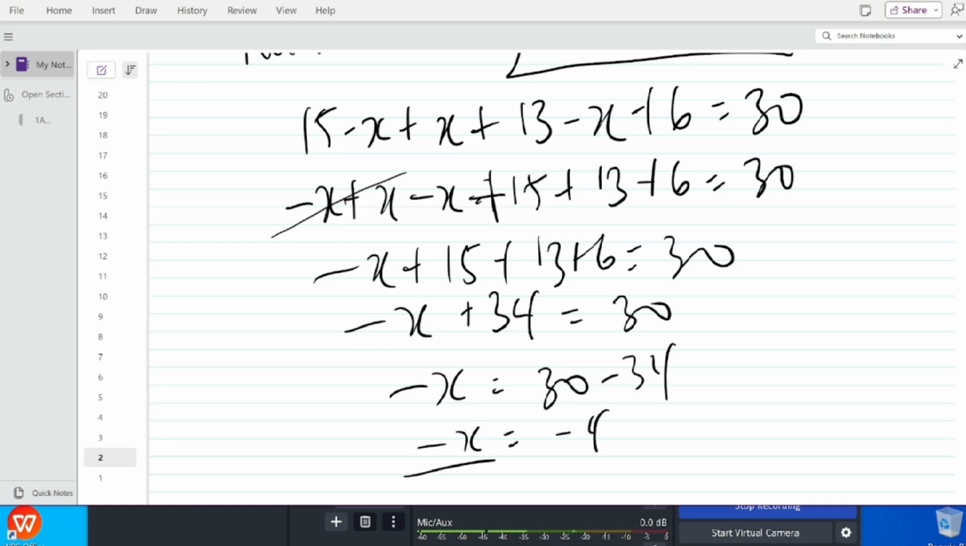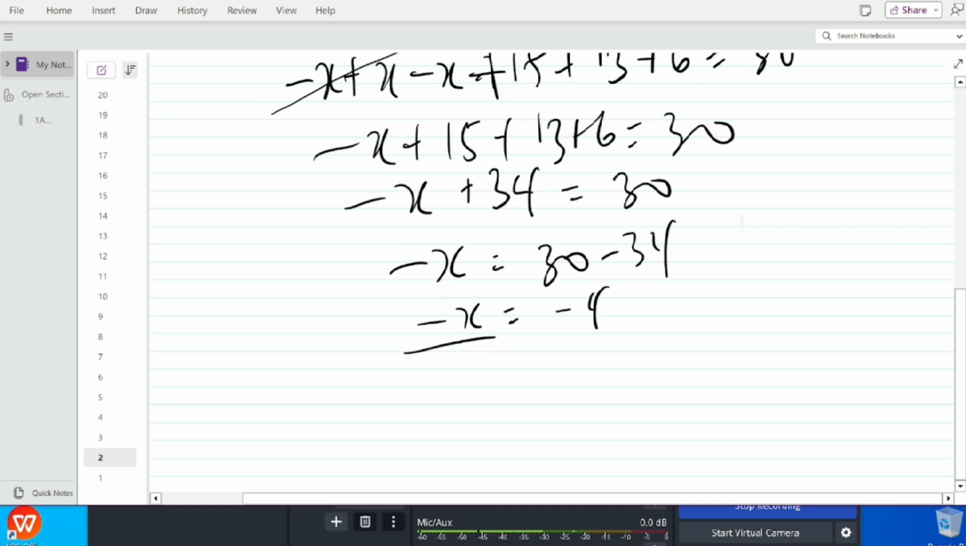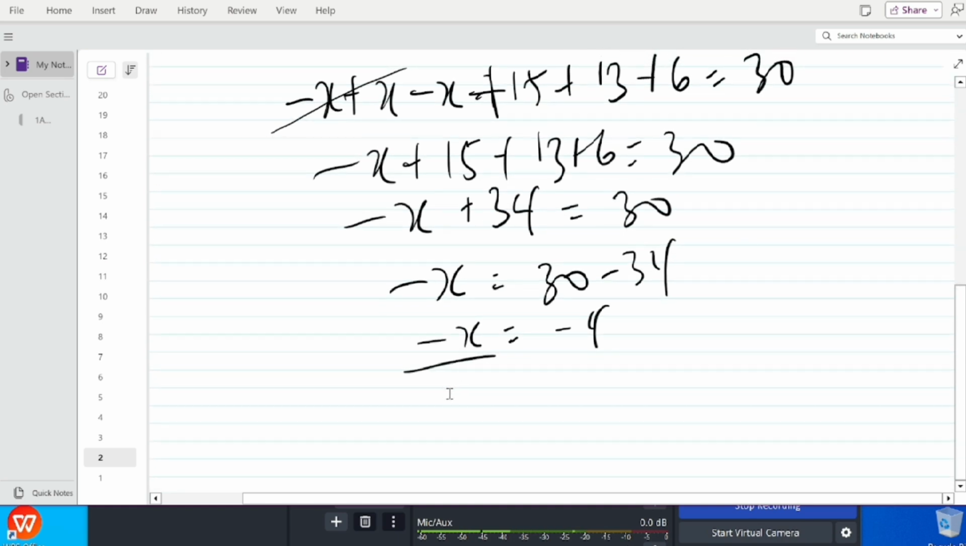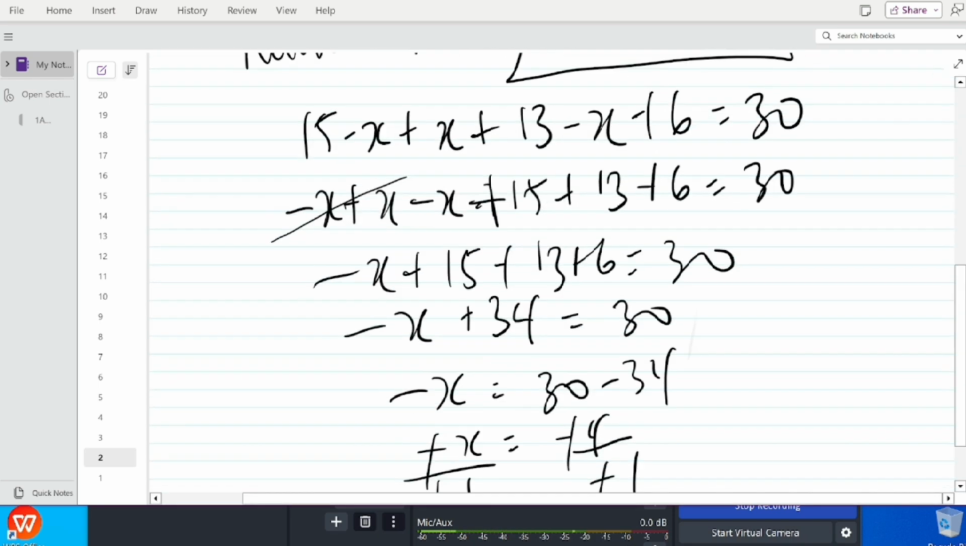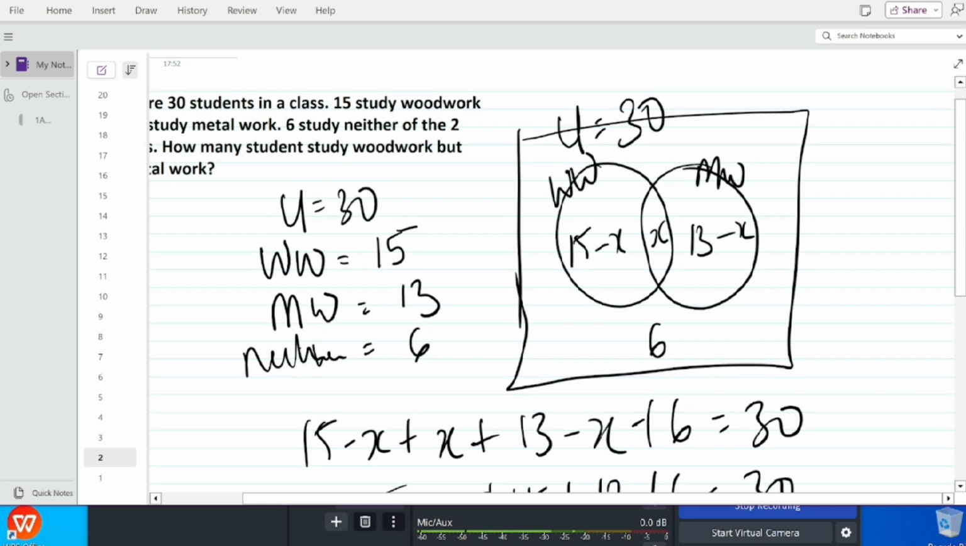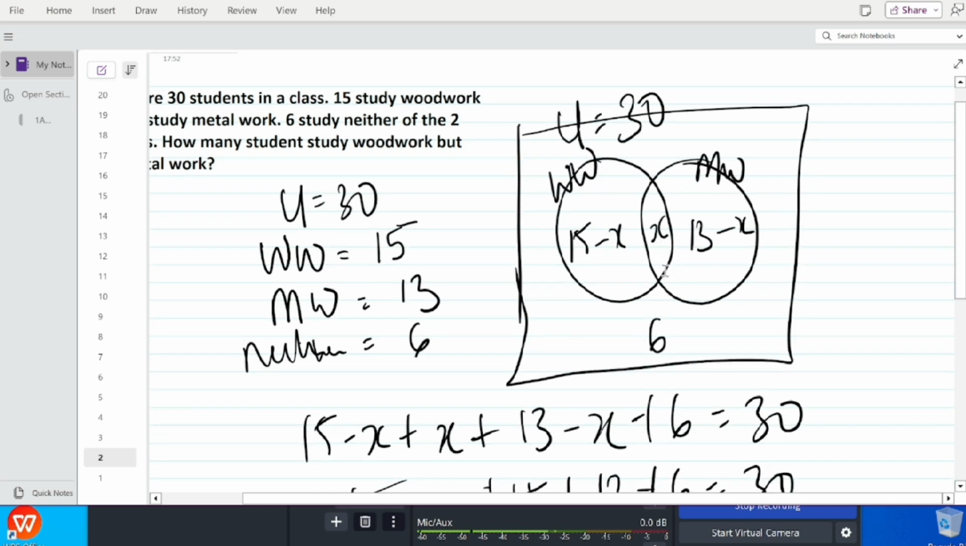You divide both sides, since you want the x alone without the negative sign. You divide both sides by minus 1, so minus 1 and minus 1. Minus cancels minus and minus cancels minus. Our x is 4. Going back to the original diagram, now that we know our x is 4, that means the number in the middle is 4. We can take away the x.